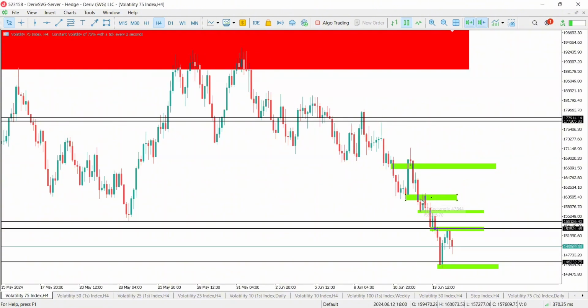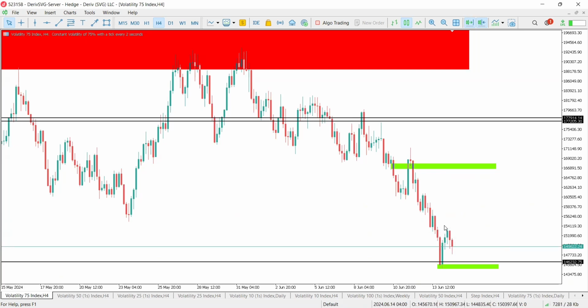And then this one was properly tested. I will delete it. This one was properly tested. I will delete it. This one was properly tested. I will delete it. I can also delete these black lines because they were targets, right? So currently, we are going to just leave the last lower high because it will help us in identifying change of trend.